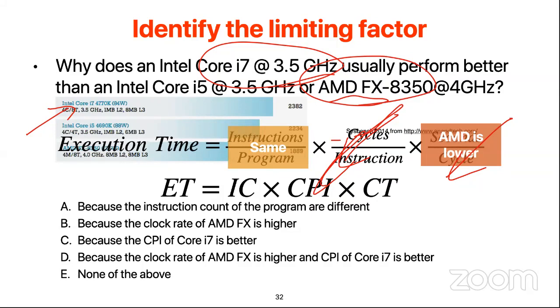So that's why for this question we say the Intel processor wins on the CPI, even though you might think the cycle time is different, but that's not the answer. Cycle time is not the answer, right?